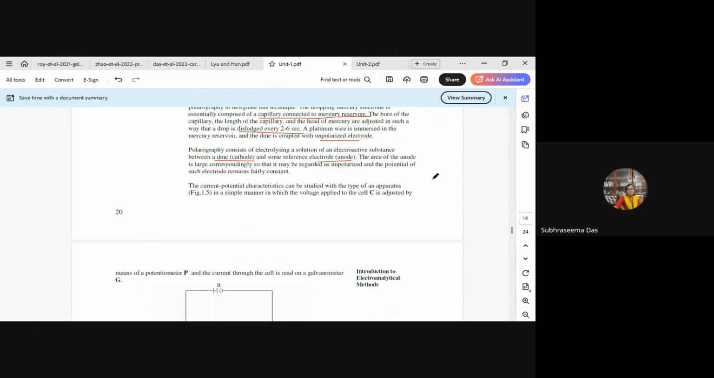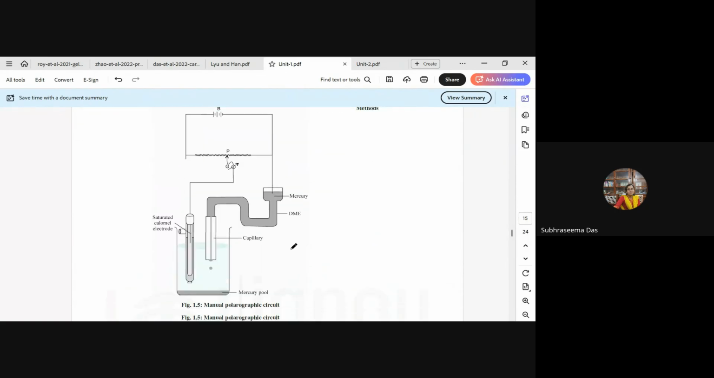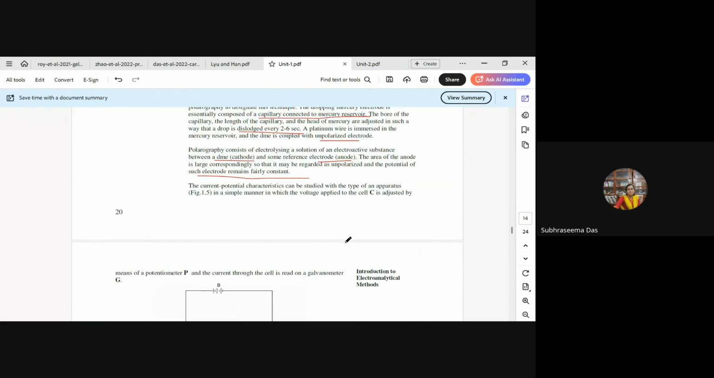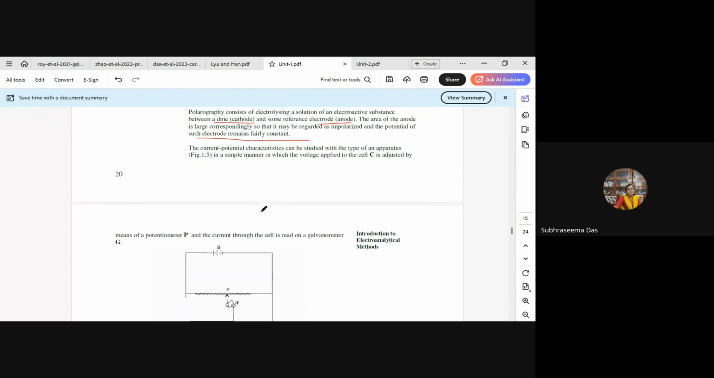The area of the anode is correspondingly large, so that it may be regarded as unpolarized, and the potential of such an electrode remains fairly constant. The current-potential characteristics can be studied with this type of apparatus, shown here in figure 1.5. This is a manual polarographic circuit, shown here in a simple manner.